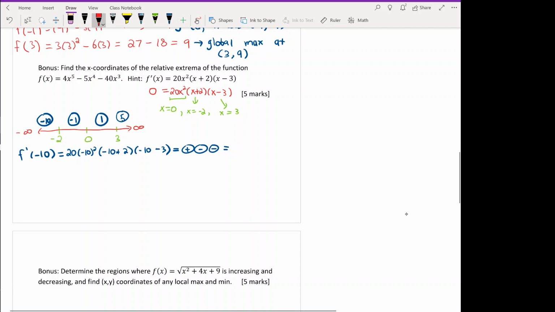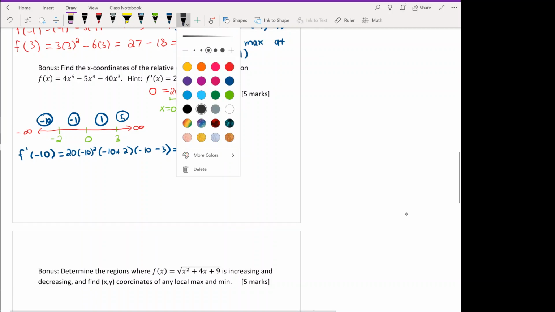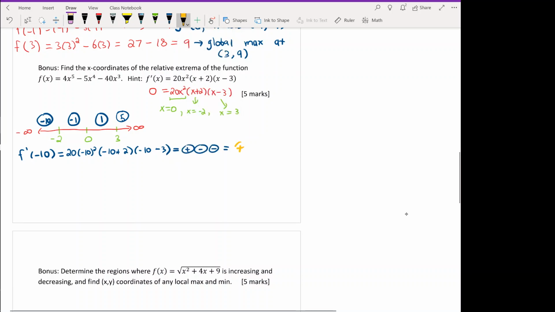Let's see, what haven't I used yet? I think I need a new pen. Get the golden color back. So we've got a positive. That means the function is increasing in the first region.